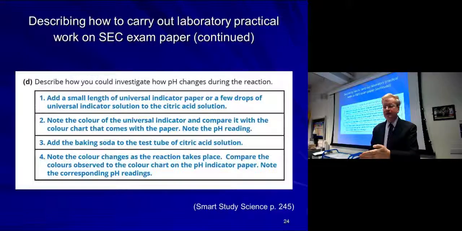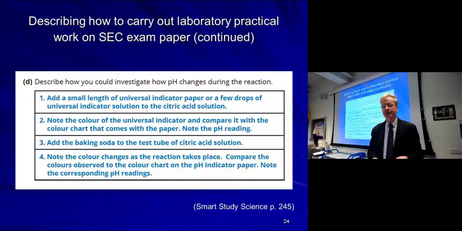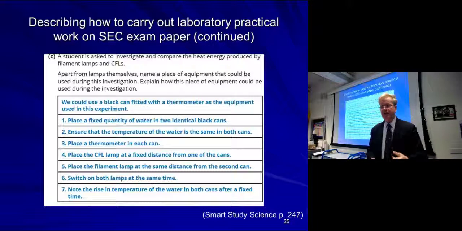Similarly, investigating how pH changes during a reaction, try to remember all the steps that you went through when carrying out that particular experiment. Likewise, in the SEC sample paper, they asked you about comparing the heat energy produced by a filament lamp and a CFL lamp. And again, notice we have 7 distinct steps involved.